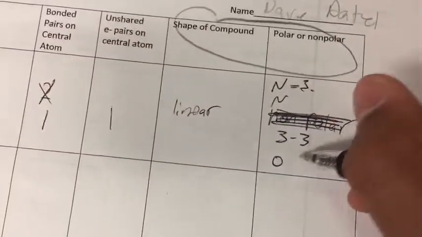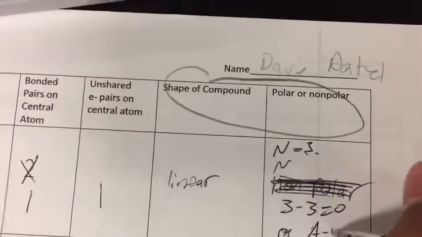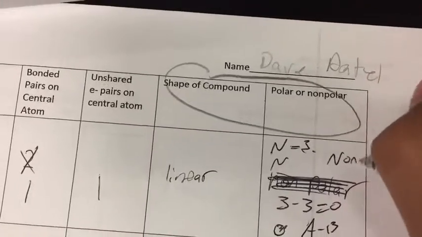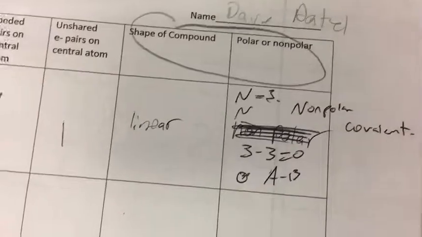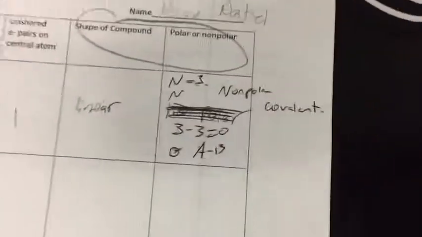So what we have to do is write that it's A minus B, which means that it is non-polar covalent.